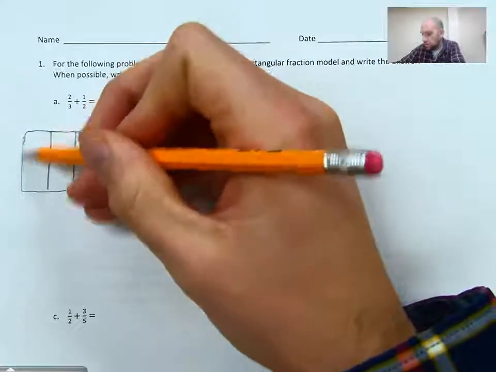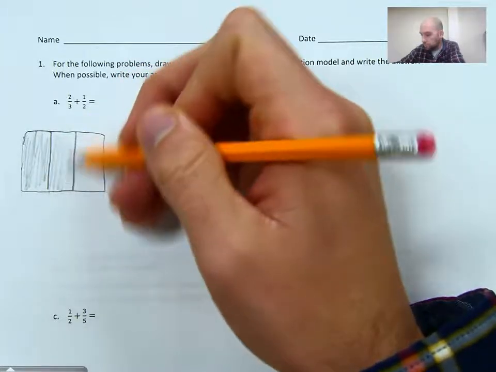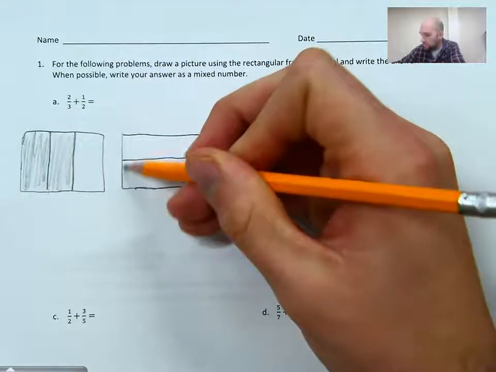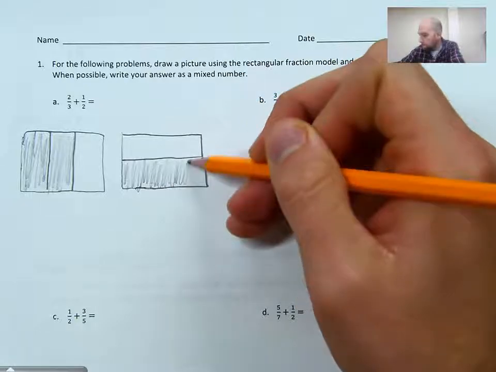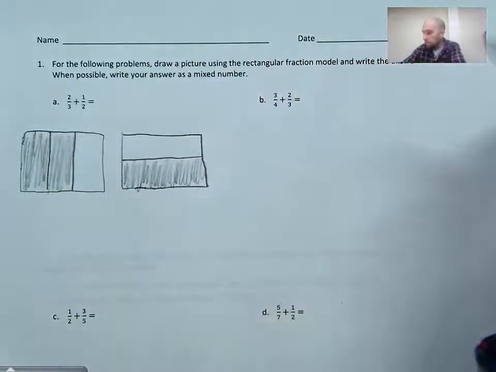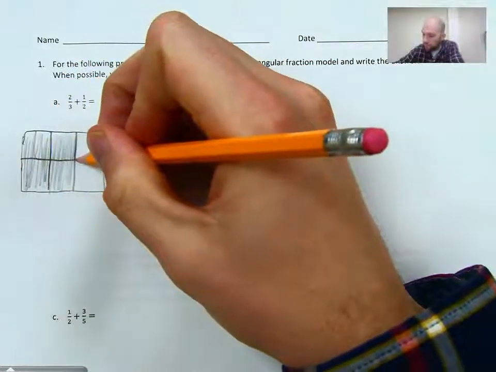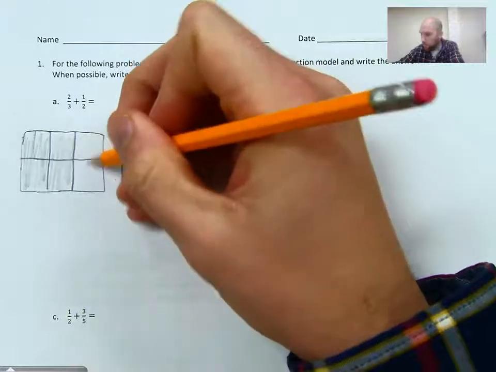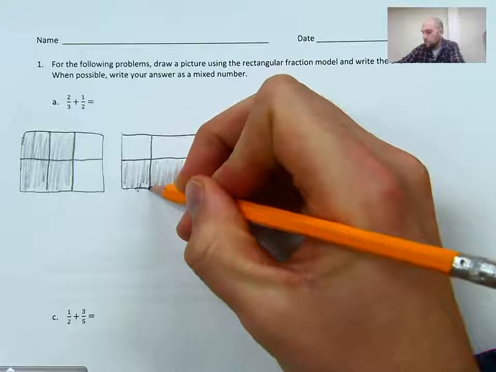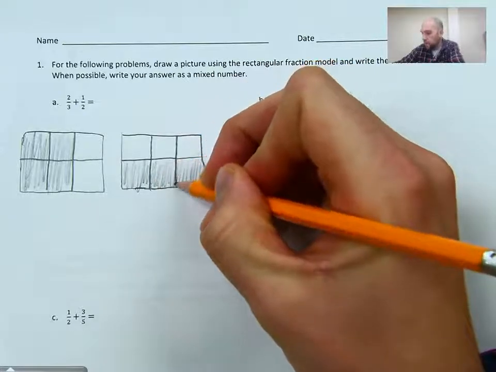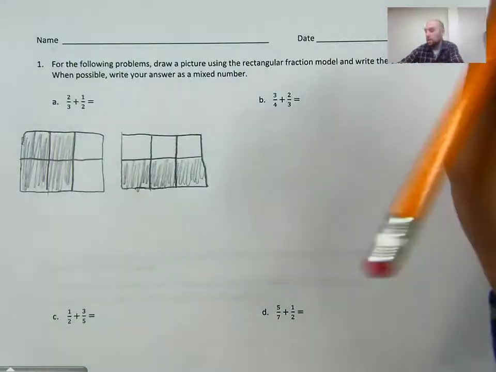And then we'll shade 2/3 of our first rectangle. We're going to shade 1/2 of our second rectangle. All right. Now we need to cut our thirds in half. Put one line right down the middle. Make 2 pieces vertical. And we're going to make 3 pieces here horizontal with 2 vertical lines. Now we have 6 pieces in each rectangle.